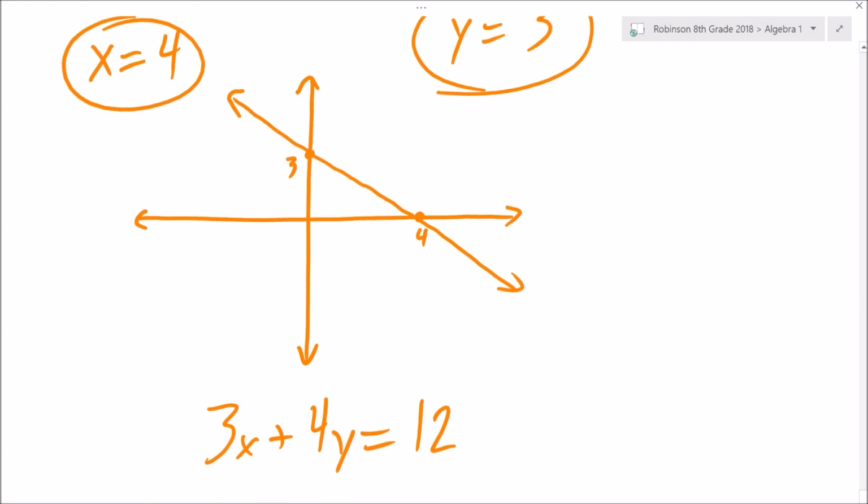Plot both of those points. X is 4, y is 3. And then draw a line between them. Make sure we extend the line on both sides like I did here. The line doesn't just stop. It's not a line segment, it's a full line. Okay? It'll be that way for every single question that we have to use x and y intercepts to graph on.